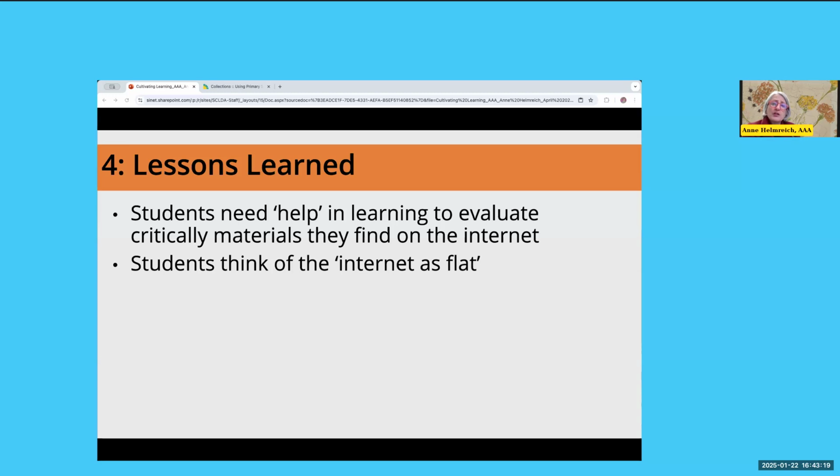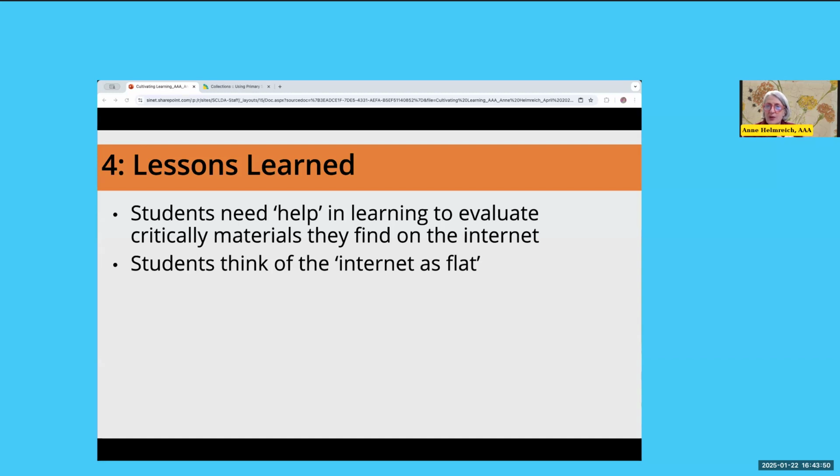This is one that I find really interesting. Students think of the internet as flat. Now, what do we mean by the internet is flat? In other words, if I do a Google search and don't find anything from the Google search, then it doesn't exist. But as many of you know, and it's very true of our website, you have to go onto our website and search within our website to find materials. So you really have to teach them how to search.